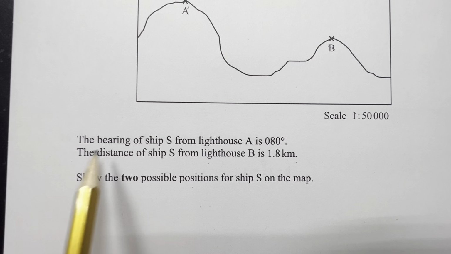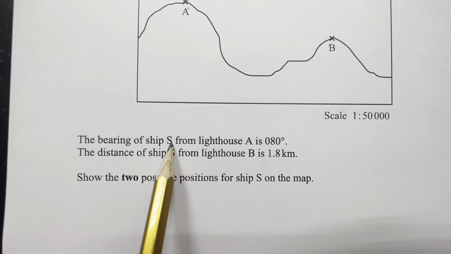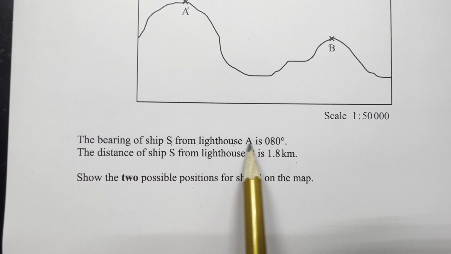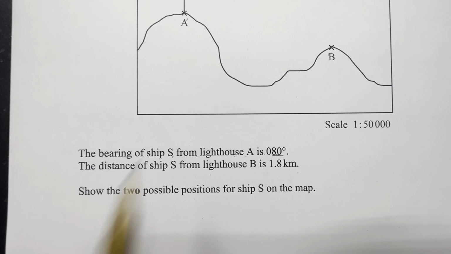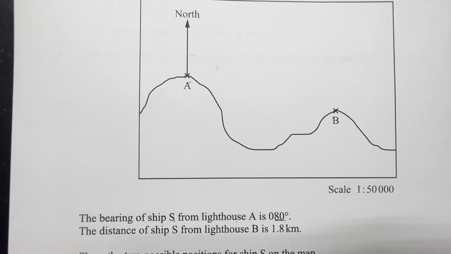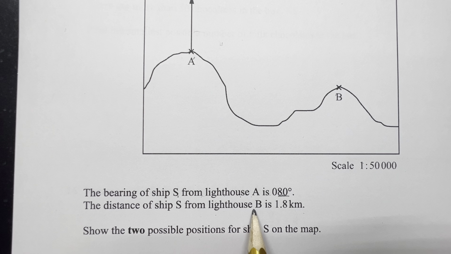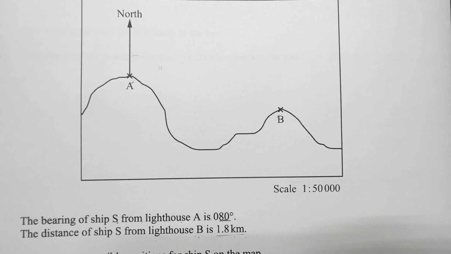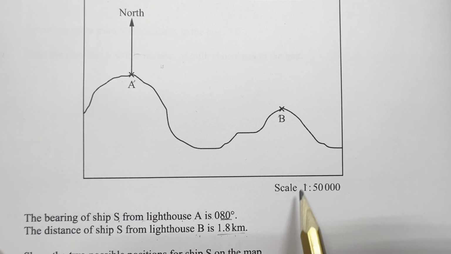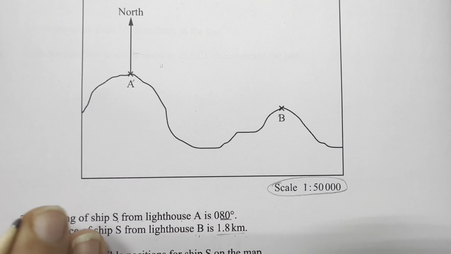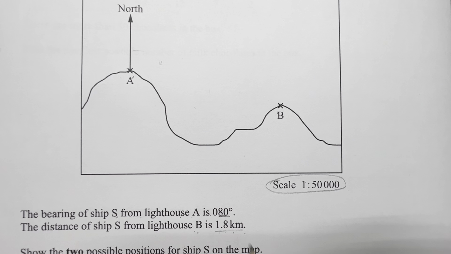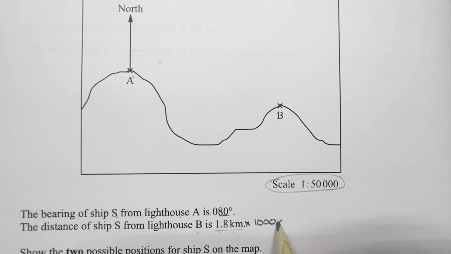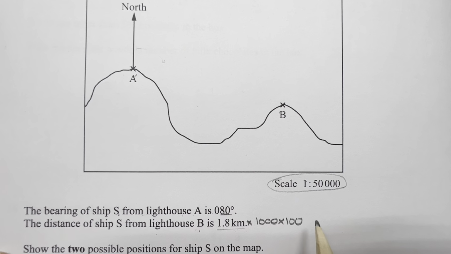Let's read the question. The bearing of ship S from the lighthouse A is 80 degrees, and from the lighthouse B is 1.8 kilometer. Before starting anything, I should convert this into what? First into centimeter, then go to the scale and convert it according to the scale. First multiply by 1000 to convert it to meter, then multiply by 100 to convert it to centimeter.